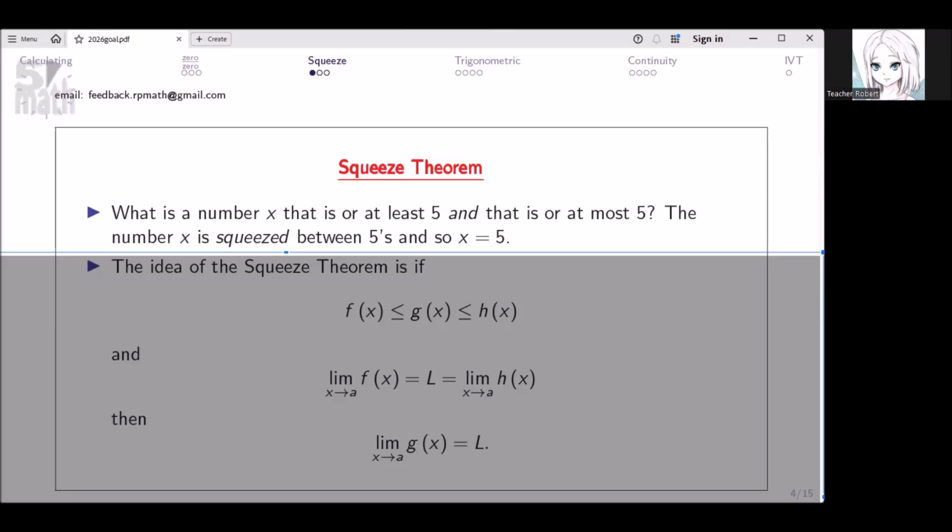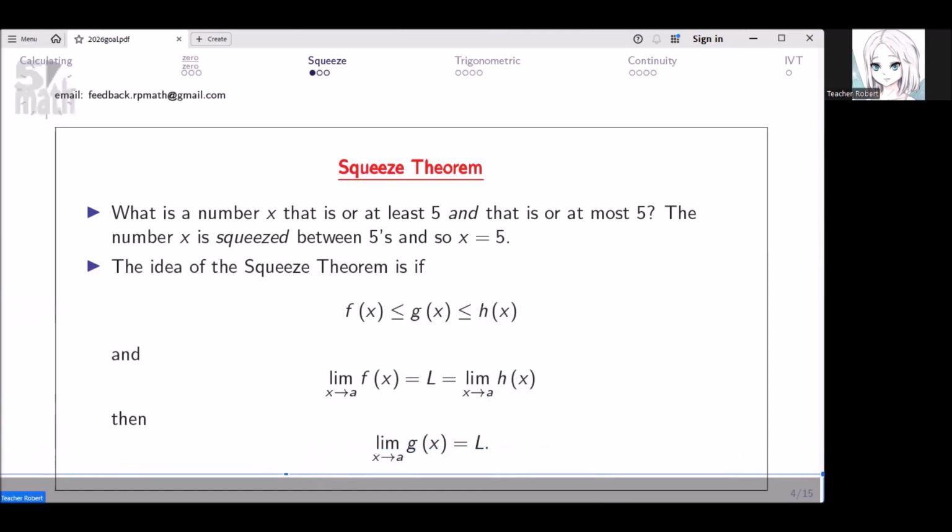What is a number x that is at least 5 and that is at most 5? The number x is squeezed between 5's, and so x equals 5. The idea of squeeze theorem is if f of x is less than or equal to g of x less than or equal to h of x, and limit as x approaches a of f of x equals L equals limit as x approaches a of h of x, then limit as x approaches a of g of x equals L.